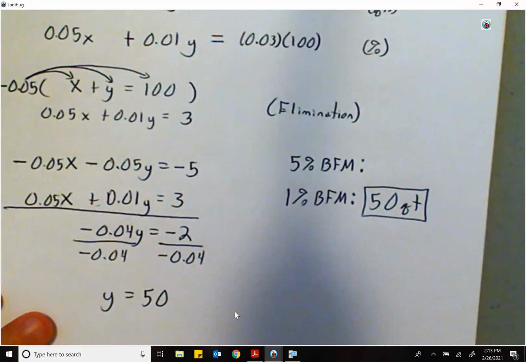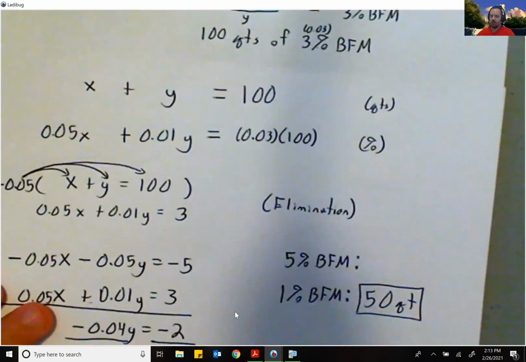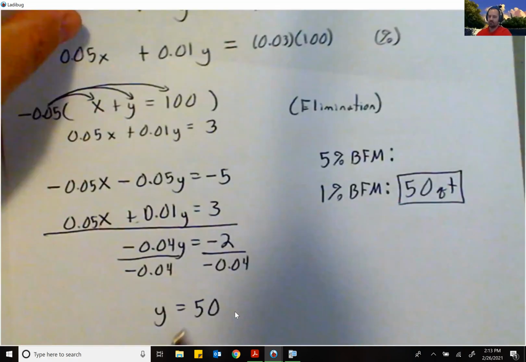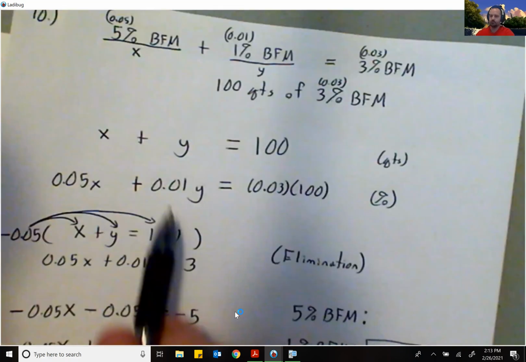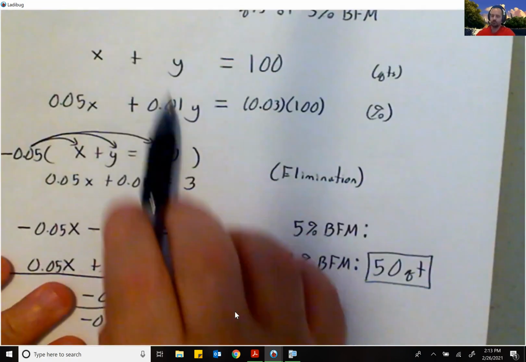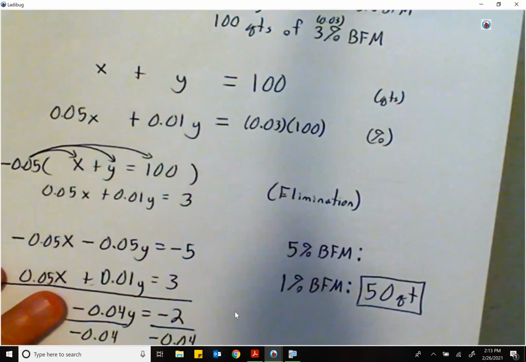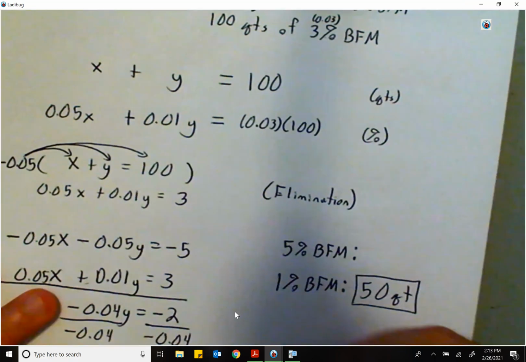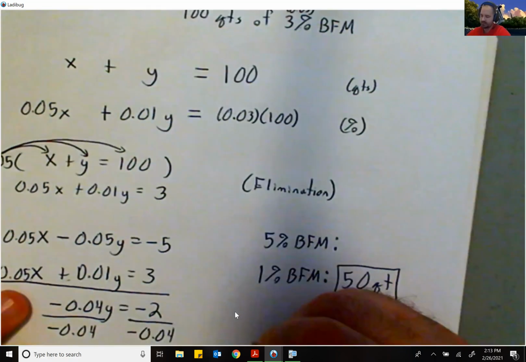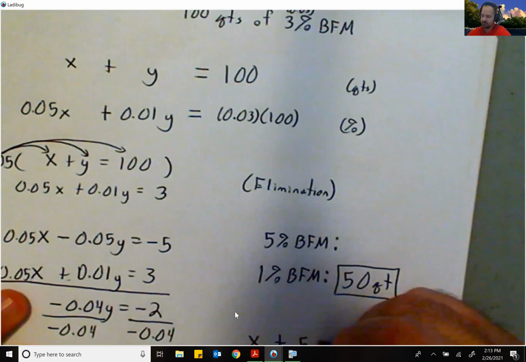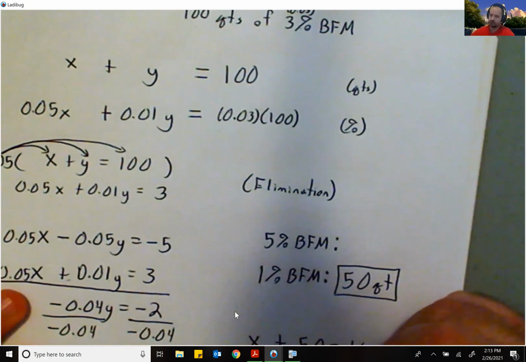You input y into one of the original equations. That's right. Let's take the y value that we know here of 50 and plug it into one of these two. Which one are we going to plug into? The top one. Yeah, I plug into the top one. That's the easiest. So x plus 50 equals 100.